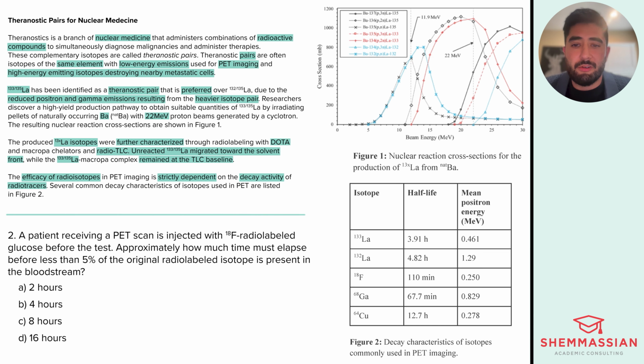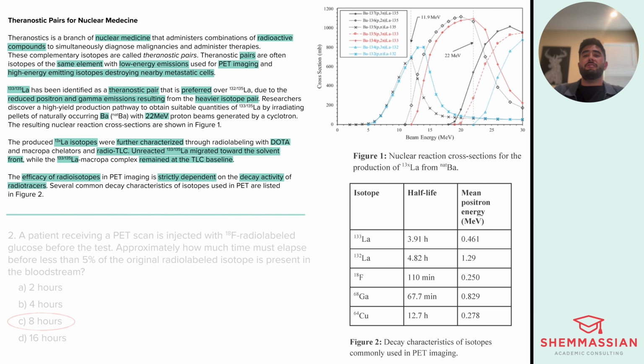After about 6 hours, about 12% remains. And after about 8 hours, about 6% remains. So that 6% remaining is just above 5%. So by 8 hours, you have less than 5% left. And so for that reason, answer option C would be a good option.